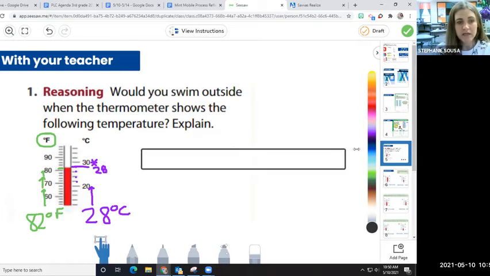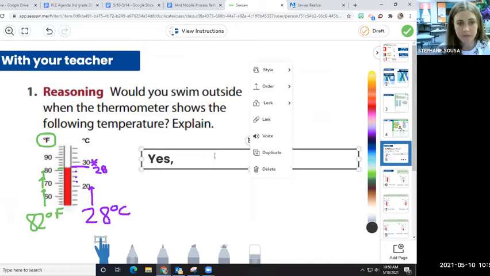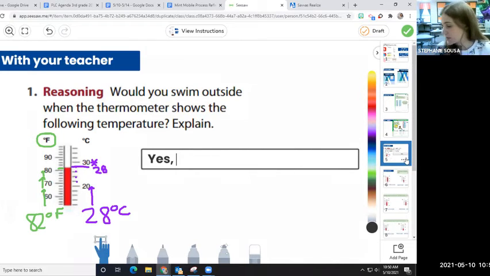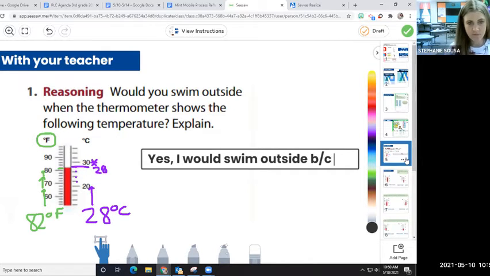The question is, would you swim outside? Answer with the thermometer and explain. So our answer is yes, we would swim outside. And I'm not going to put this in the chat. Y'all need some keyboarding skills, so get to typing, please. Yes, I would swim outside because, and I'll pause and let you catch up. Yes, I would swim outside because.